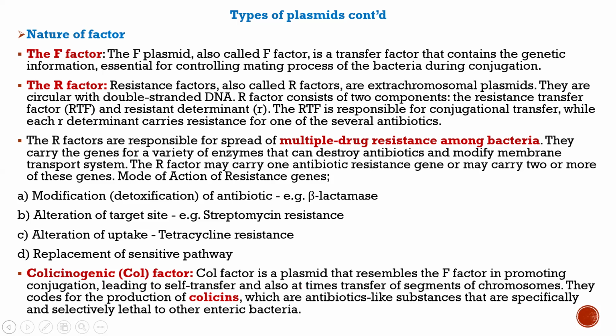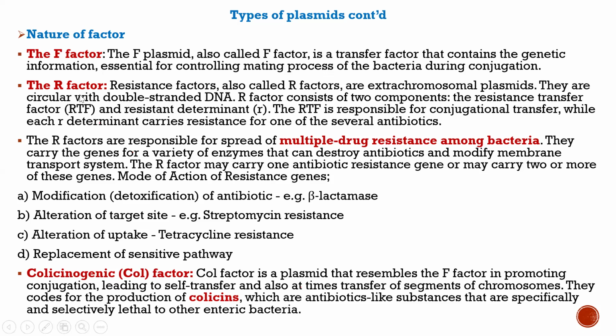And when a plasmid contains the F factor, it means it's a fertility factor that contains the genetic information essential for controlling the mating process for the bacteria during conjugation. Remember what I explained about the conjugation process. By containing the F factor, they are able to do that because it is essential for controlling the mating process, that is the sexual genetic transfer process between the donor and the recipient.